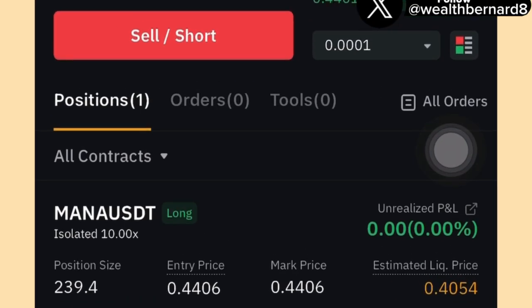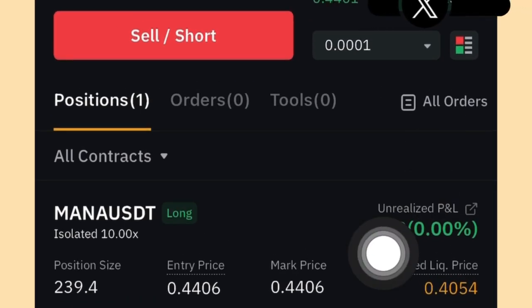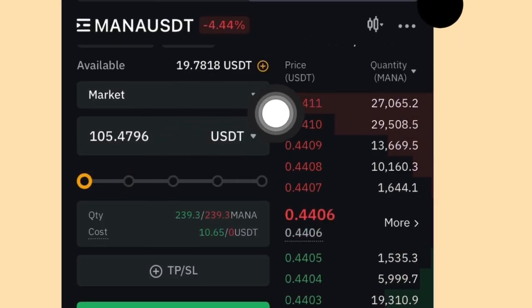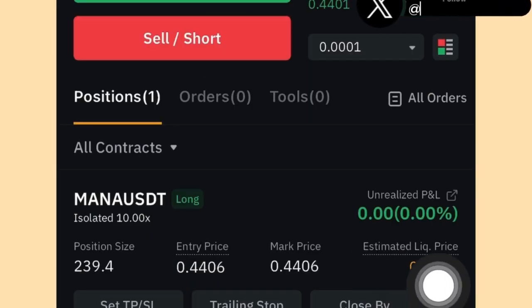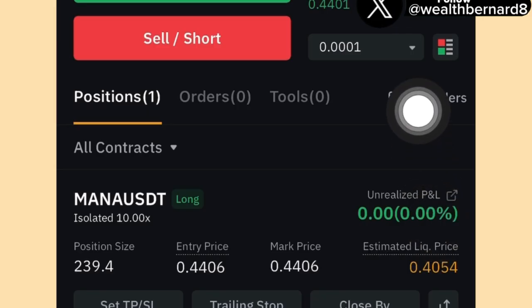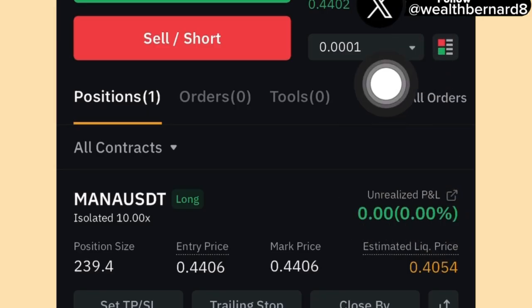The reason it triggered immediately is because we left it at market. If you leave it at limit, it will stay at the limit you want until it gets to the particular price you want to trade it at.